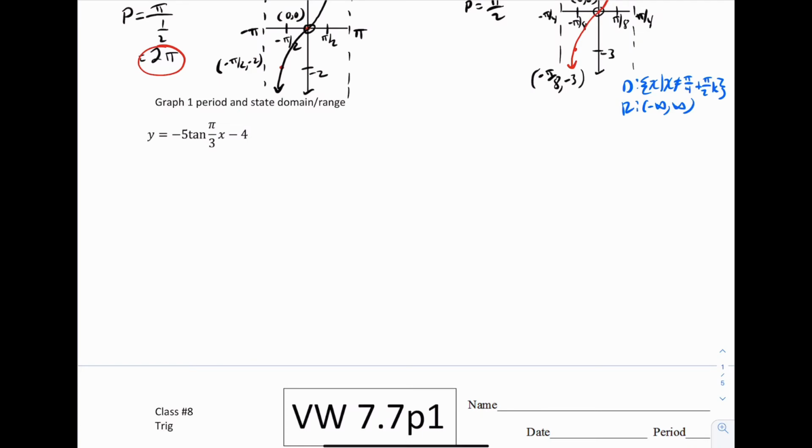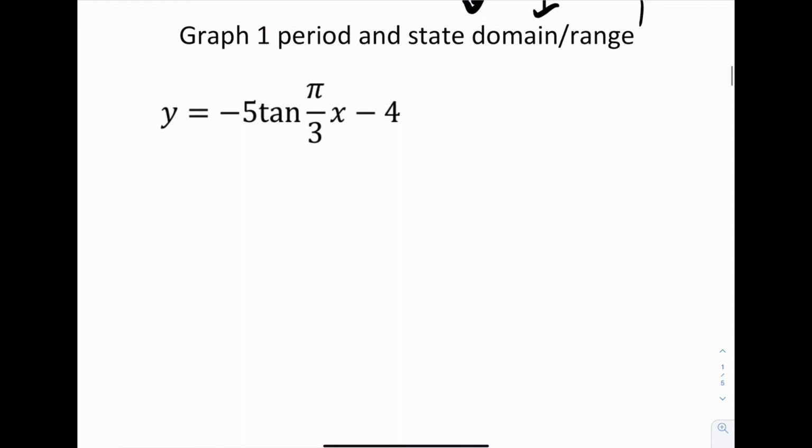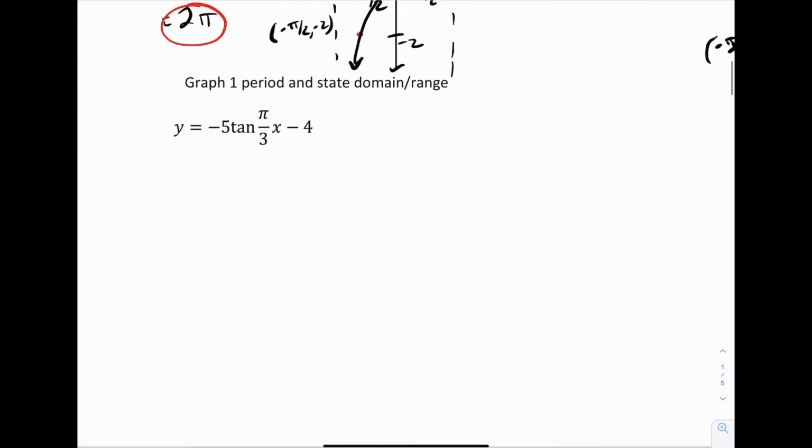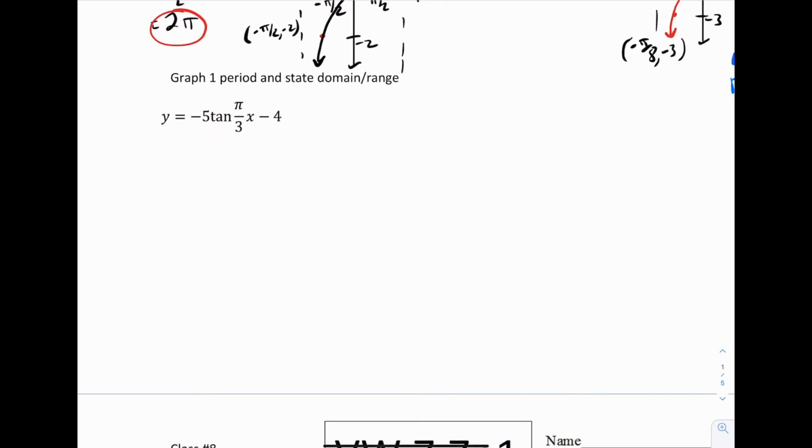For our next example, you're going to see that this equation has a few things going on. There's a negative 5 here, there's a pi over 3 here, and there's a negative 4. So quite a few things happening. So let's go through it step by step. Step number 1 is going to be the same as what you've been doing. We're going to find the new asymptotes.